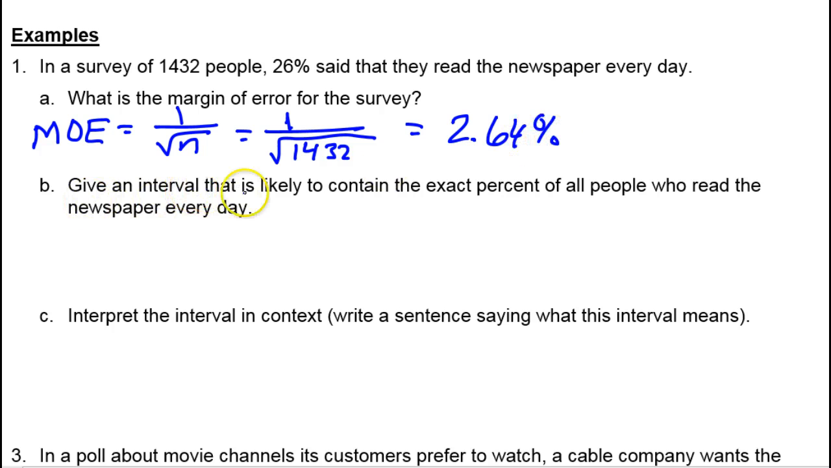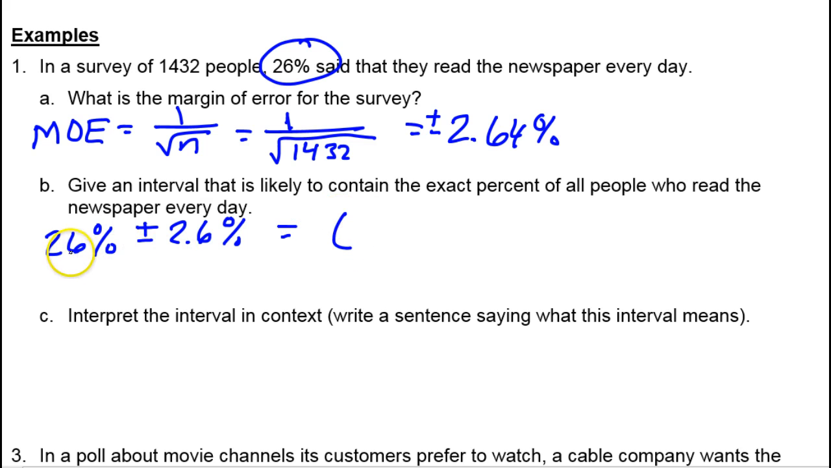All right, now give an interval that is likely to contain the exact percent of people who read the newspaper every day. So in the survey, the survey said 26% of the people read the newspaper every day. But the margin of error says that in reality it could be give or take 2.64%. So if we want a window that's going to contain the true answer, you have to add or subtract. You need to take this margin of error and do plus or minus with it. So we're going to take our 26% from the survey, and we're going to give or take 2.6. I think I'll just round to 2.6 for now. So we're going to give or take 2.6%.